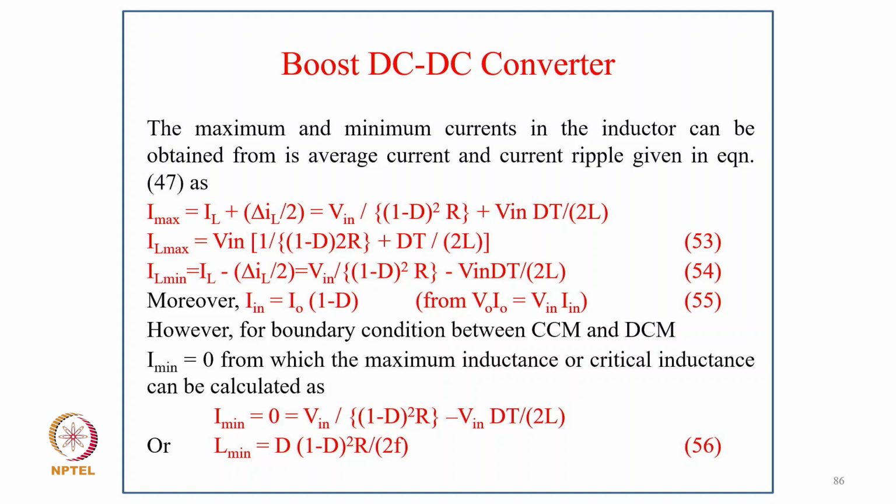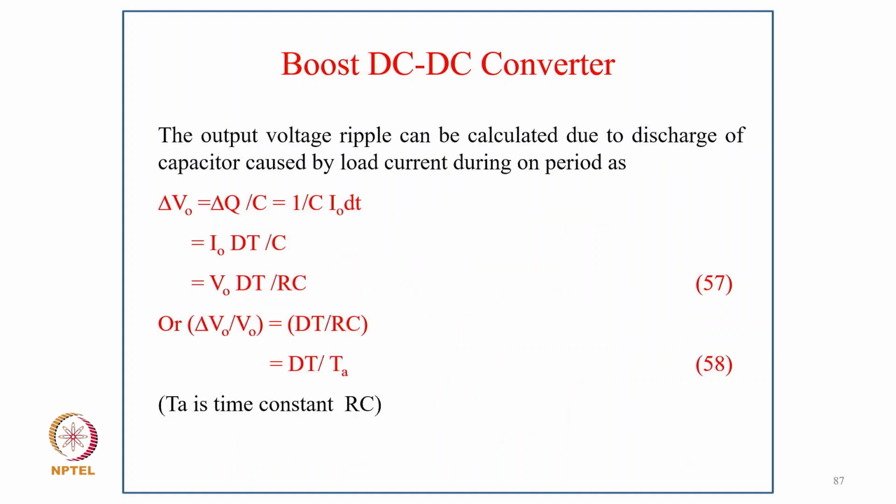However, for the boundary condition between CCM and DCM, I minimum is 0, from which the critical inductance can be calculated. I minimum equal to 0, Vin divided by (1 minus D) square R minus Vin DT divided by 2L, or L minimum is D (1 minus D) square R divided by 2F. So, here also you can call it the minimum inductance for boundary condition, which becomes a function of switching frequency and, of course, of the load.